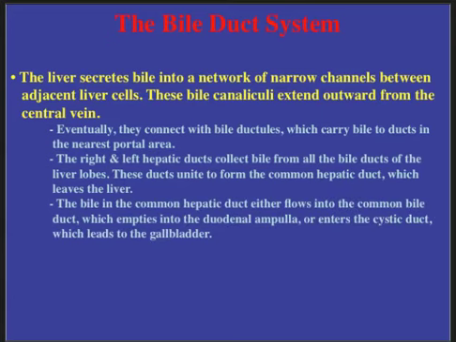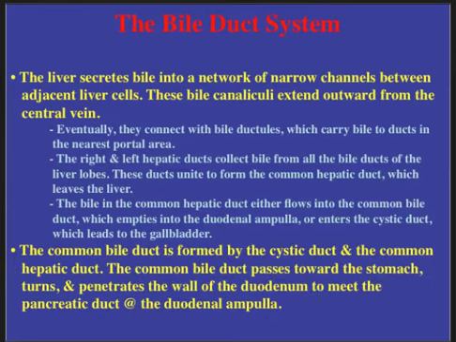The bile in the common hepatic duct either flows into the common bile duct, which empties into the duodenal ampulla, which is an entrance right into the duodenum, or it enters the cystic duct, where it enters the gallbladder and is now concentrated. The common bile duct is formed by the cystic duct and the common hepatic duct. The common bile duct passes towards the stomach, it turns, and then it penetrates the wall of the duodenum to meet the pancreatic duct at the duodenal ampulla.